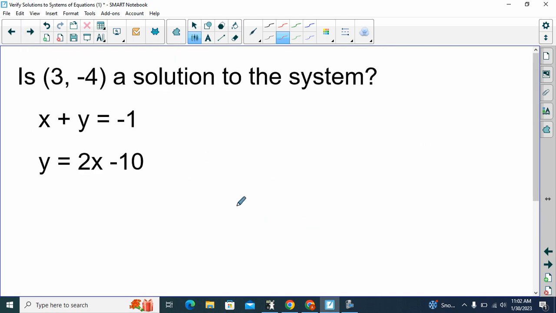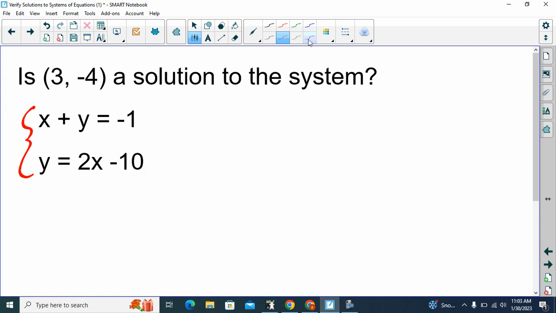Example 1 wants to know, is the point (3, -4) a solution to the system? This is our system. A lot of times you'll see these curly brackets written over here to show that those two things are put together. You don't have to have the curly brackets, but often you will see them. Is (3, -4) a solution to that system or not? The system says x plus y equals -1 and y equals 2x minus 10.